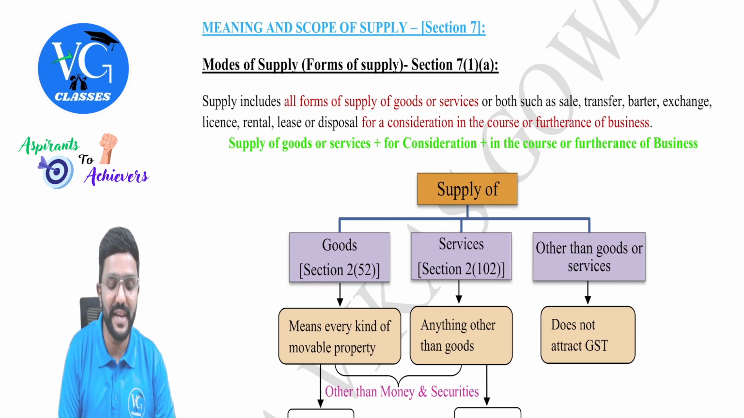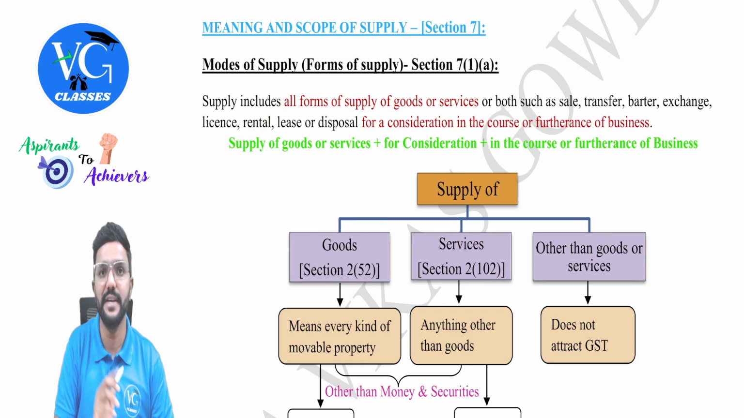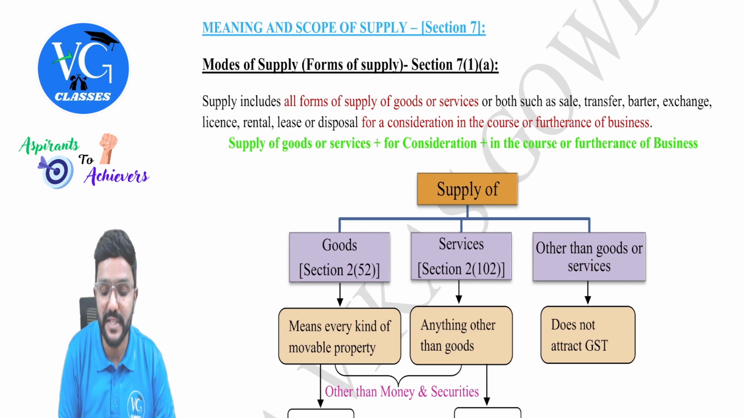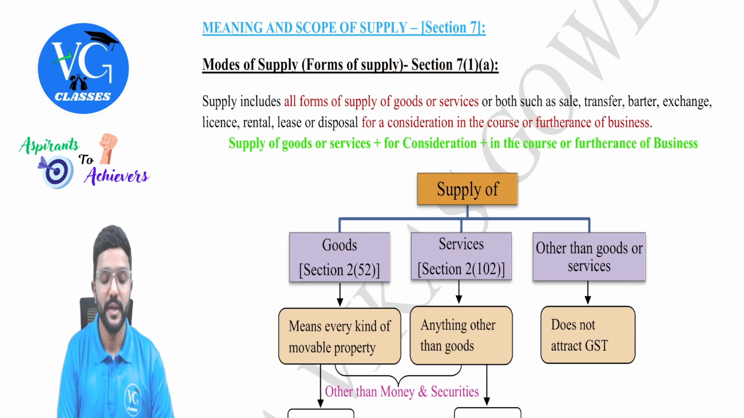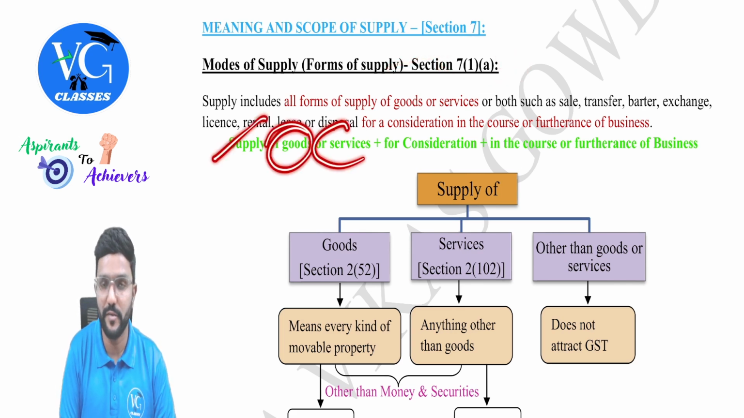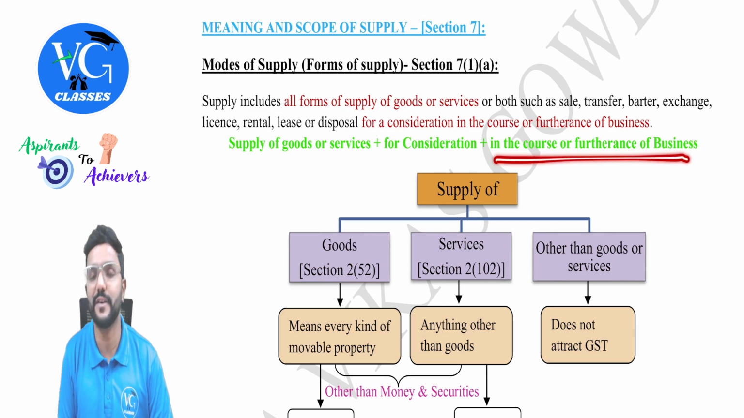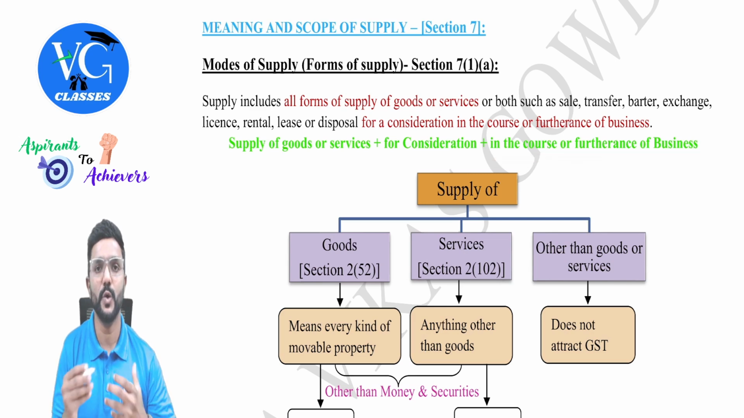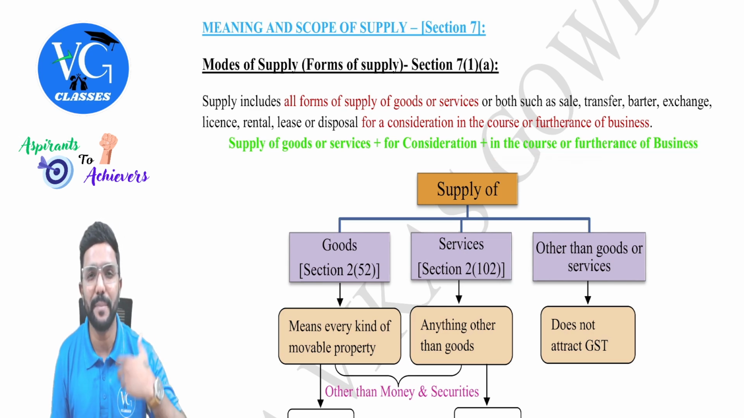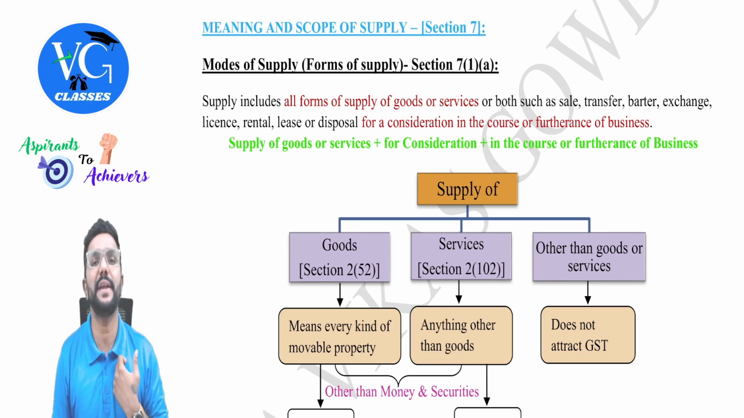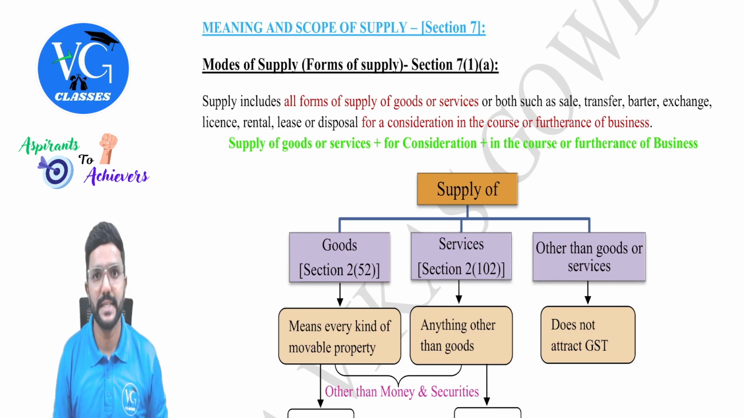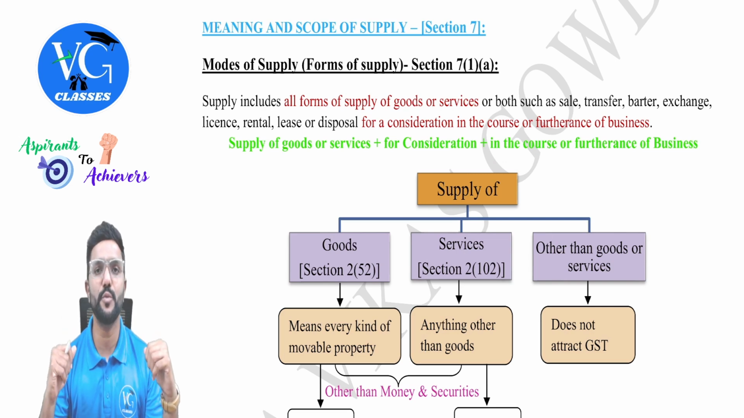Okay. So what are the prerequisites for an activity to be covered here or to be a supply as per section 7(1)(a)? There should be a supply of goods or services for a consideration and in the course or furtherance of business. In the course or furtherance of business means supplying that goods or services should be in the ordinary course of business. For whom? For the supplier. Because majority of the times the supplier is the one who is supposed to pay tax, guys, under the forward charge mechanism.